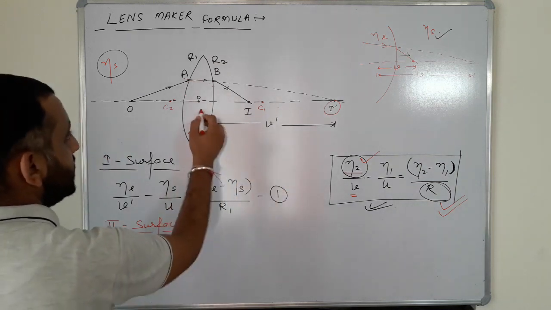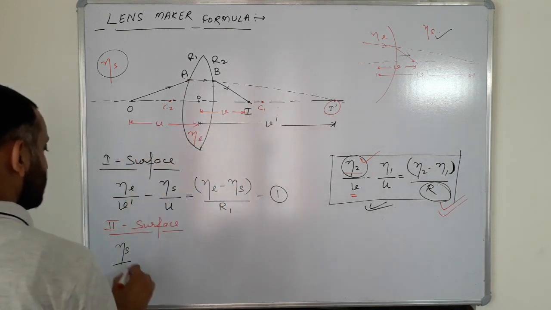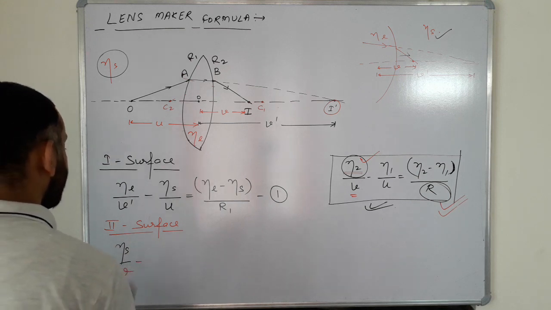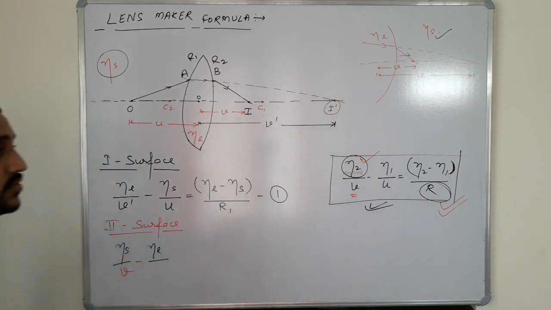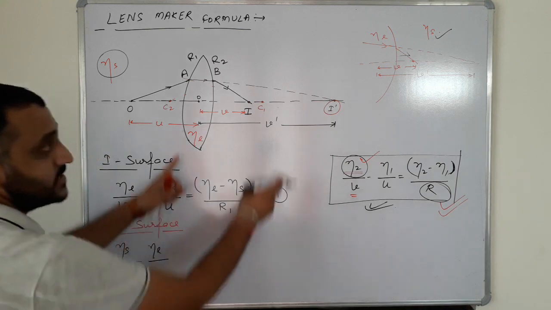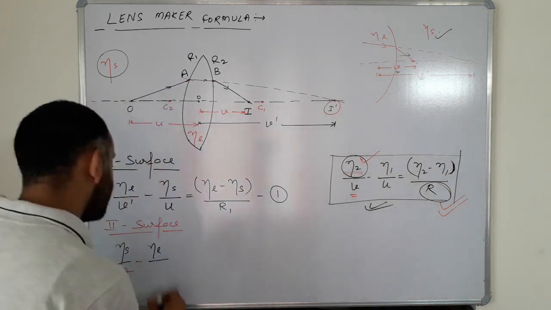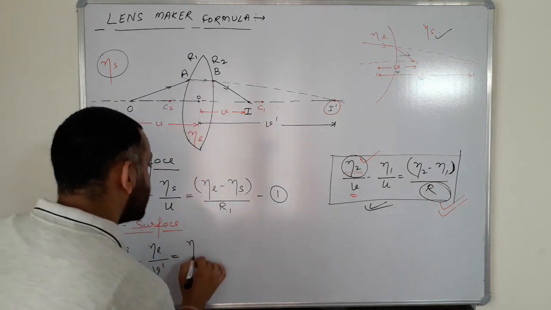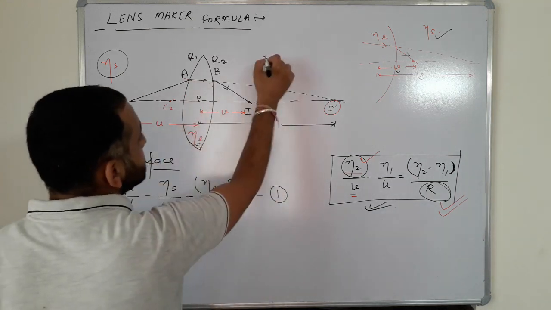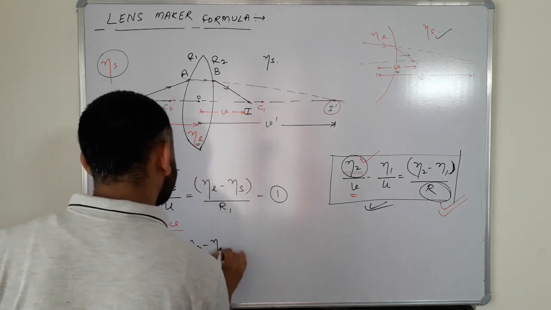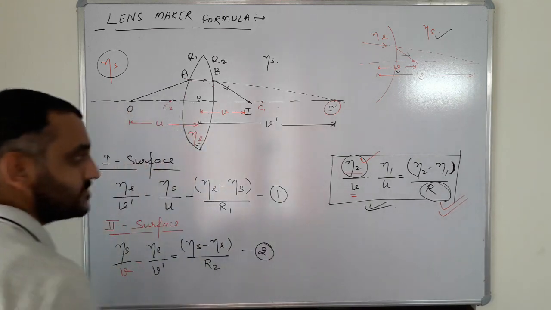What is V actually? V is here, suppose this, and this is U. Okay, so neta S by V minus neta 1 is neta L by U. U is the object, the object is V dash. Now the object distance is V dash, this is the object distance, this is the image distance. So for the object distance we will put V dash is equal to neta 2. Neta 2 is what? Neta S. This is neta L, this is neta S. So neta S minus neta L by R2. This we will get. Suppose this is equation number 2.